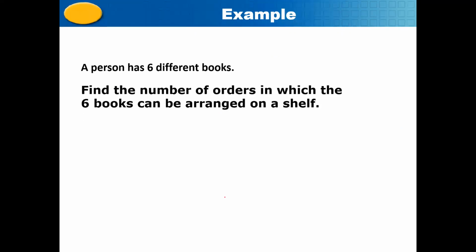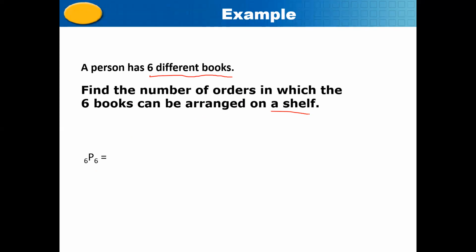Now we have one example we can understand. Suppose for example a person has 6 different books, and now in these 6 different books find the number of orders in which the 6 books can be arranged on a shelf. Now how we can calculate it? So we have to apply the permutations formula.